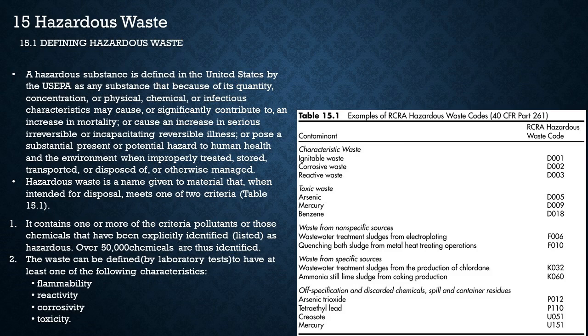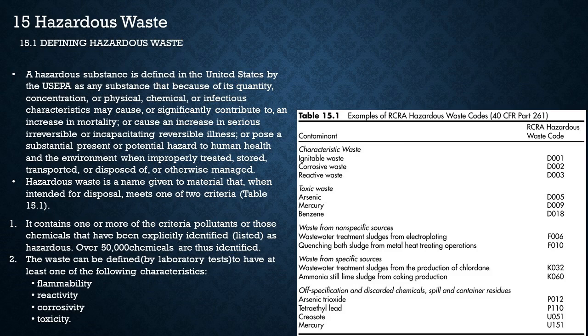15.1 Defining hazardous waste. A hazardous substance is defined in the United States by the U.S. EPA as any substance that, because of its quantity, concentration, or physical, chemical, or infectious characteristics, may cause or significantly contribute to an increase in mortality or cause an increase in serious, irreversible, or incapacitating reversible illness, or pose a substantial present or potential hazard to human health and the environment when improperly treated, stored, transported, or disposed of, or otherwise managed. Hazardous waste is a name given to material that, when intended for disposal, meets one of two criteria.